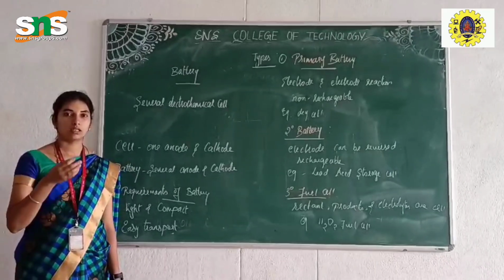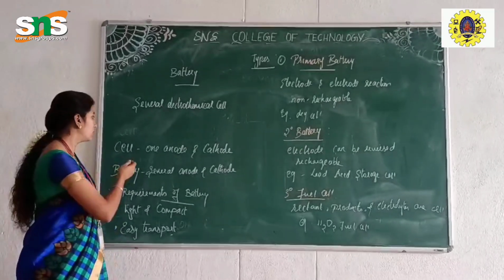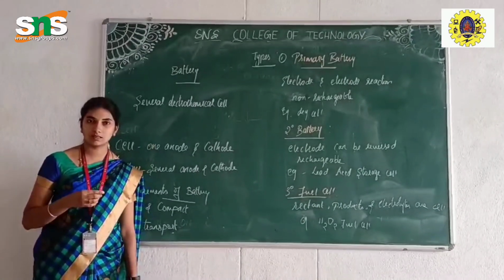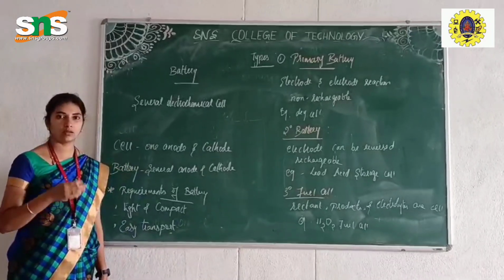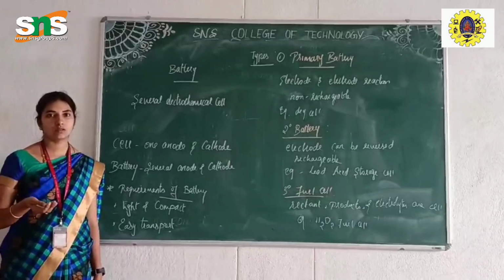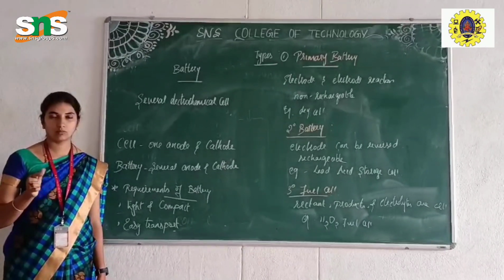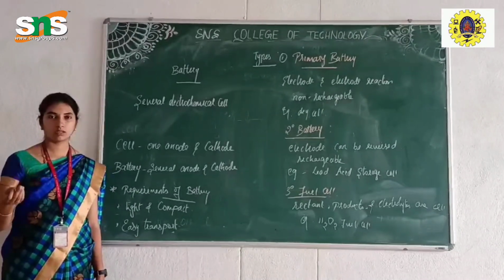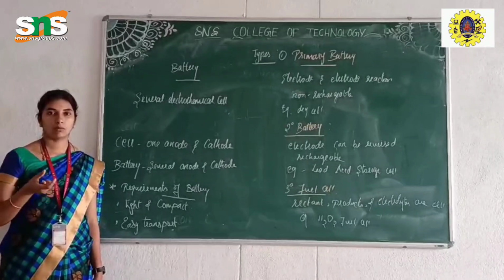The next type, after the battery, is the cell. The cell has only one anode and one cathode joined with an electrolyte, and it produces a voltage of 1.5 volts. For example, the dry cell we use in a remote, which consists of only one anode and one cathode, with the center filled with starch and MnO2 structures.